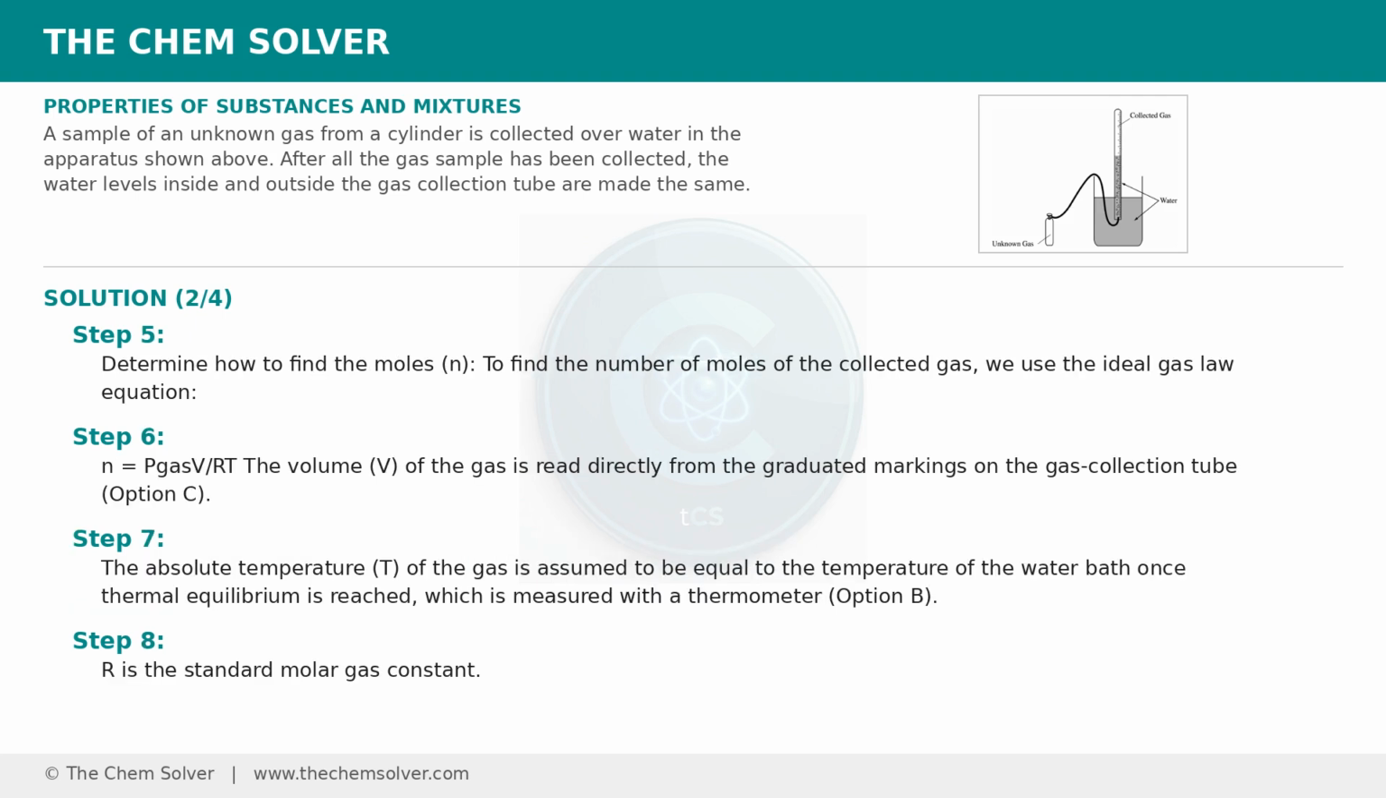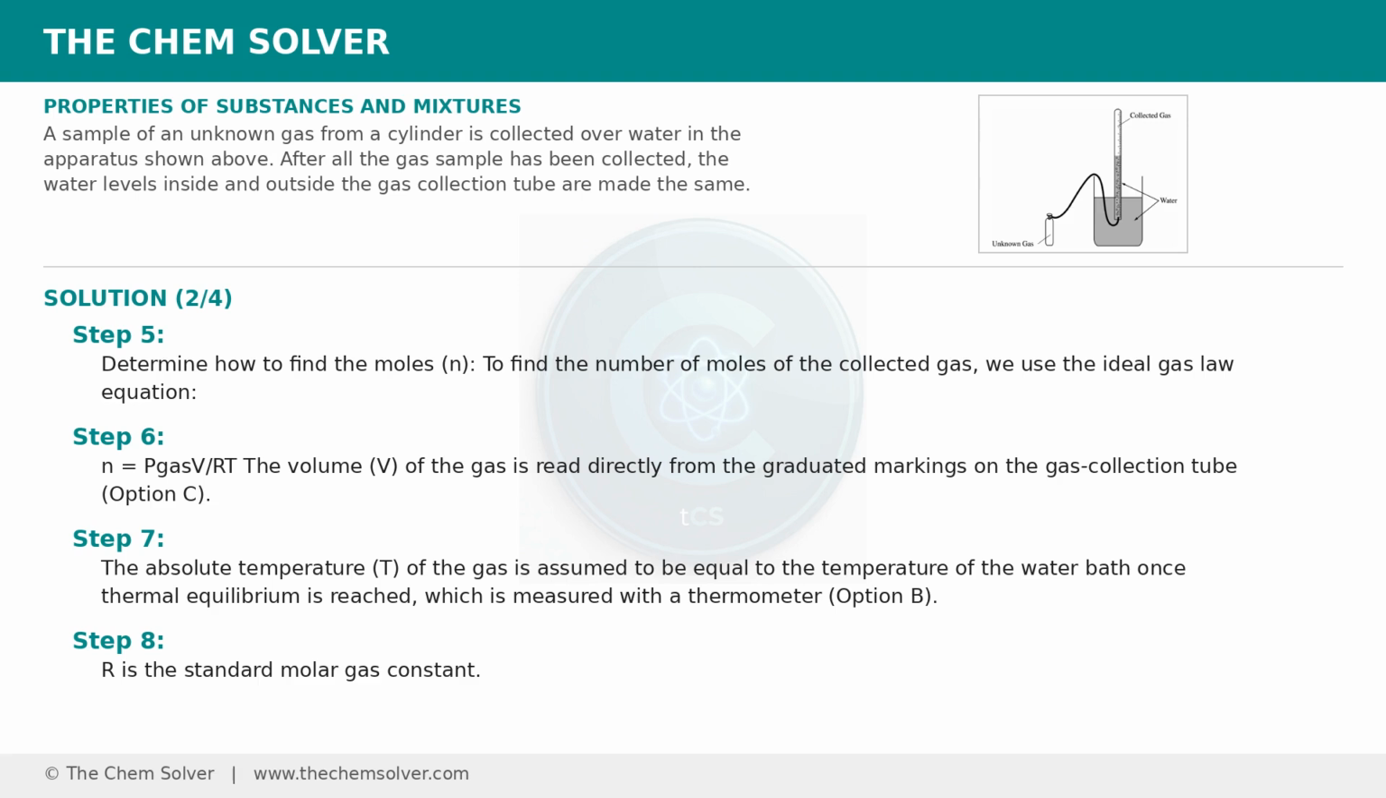Determine how to find the moles. To find the number of moles of the collected gas, we use the ideal gas law equation: n equals P gas V over RT. The volume, V, of the gas is read directly from the graduated markings on the gas collection tube, option C.